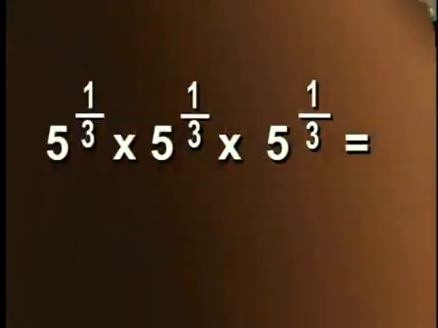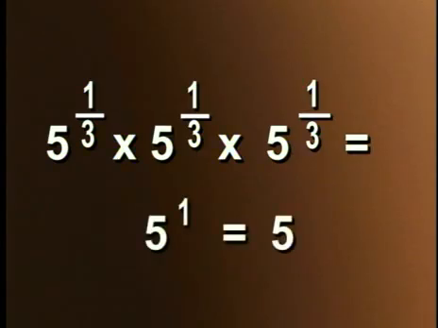What does a fractional power stand for? Well, here's an example. We have 5 to the 1/3 times 5 to the 1/3 times 5 to the 1/3. And of course, we know that it's equal to 5 to the 1. How do we know that? Because the base is the same. We keep the base and add the powers. And 1/3 plus 1/3 plus 1/3 is 1. Now we know that 5 to the 1 is 5. So 5 to the 1/3 times 5 to the 1/3 times 5 to the 1/3 is 5.